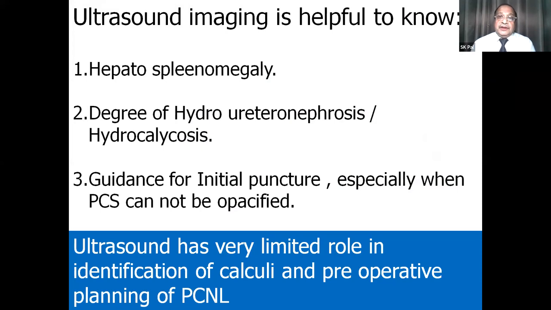Yes, ultrasound is very useful in detecting hepatosplenomegaly. As soon as I get the ultrasound report, because most of the patients who come for surgery bring an ultrasound report first, I will not concentrate on the stone size, location and all. I will see whether there is any hepatosplenomegaly. In the ultrasound report, I will give respect to any degree of hydroureteronephrosis or even hydrocalicosis. It will guide me only during the initial puncture. Otherwise, ultrasound will not be useful in the planning phase.